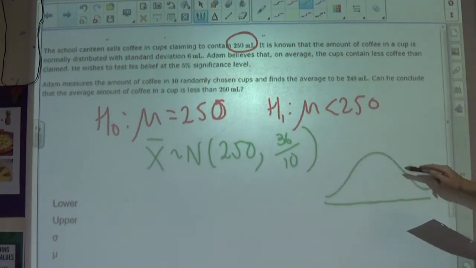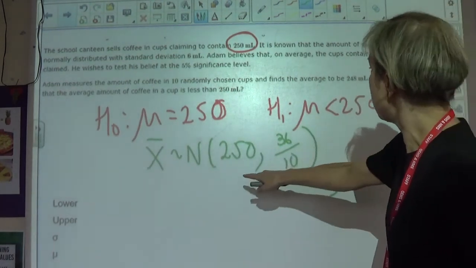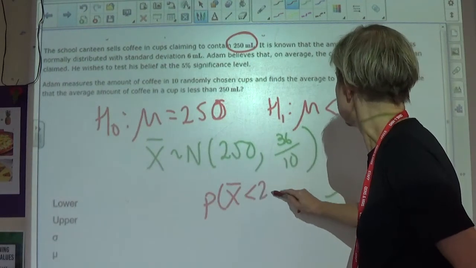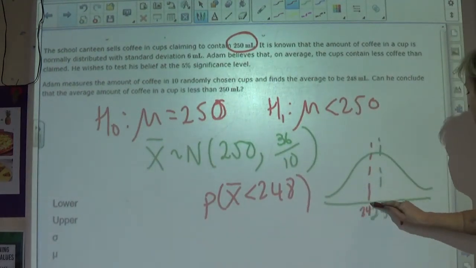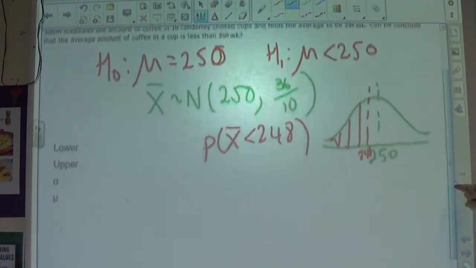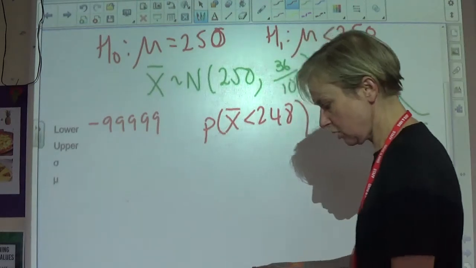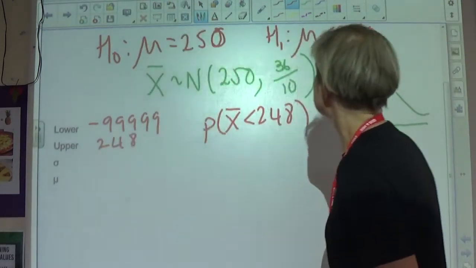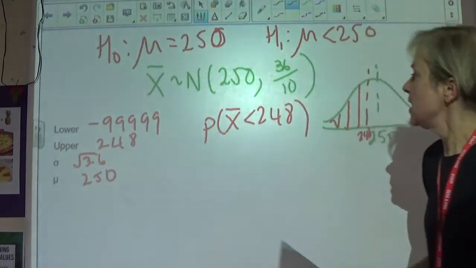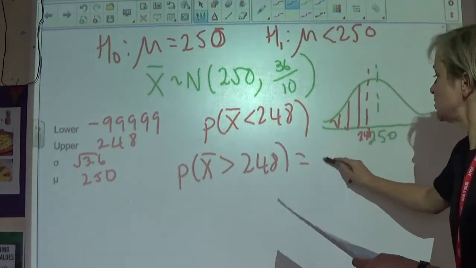If you visualise what that's going to look like, there's your 250. You've been asked to find the probability, so we're looking at a less than. So what we're going to do is find the probability of x bar being less than 248. Normally it's going to be less than a half. So you go into your normal distribution, your NCD, your lower limit is obviously something very small, your upper limit is 248, your sigma is going to be the square root of 3.6 and your mu is 250. If you put that into your calculator, the probability of x bar being less than 248 is 0.146.